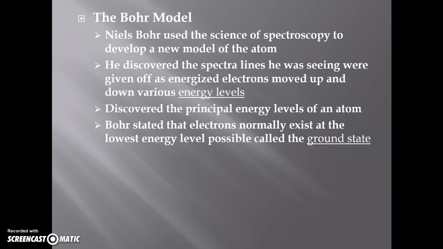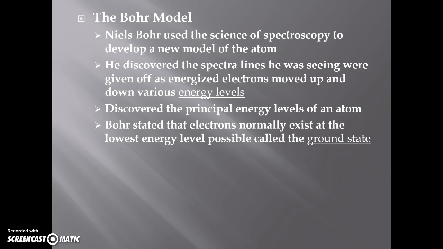That is that he stated that electrons normally exist at the lowest energy level possible, and that is what we call ground state. In other words, electrons do not like to have energy. They will try to lose as much energy as possible. They will try to travel all the way down to that lowest energy level. The lowest is energy level 1, and then 2, and then 3, and then 4. Each one, as you go out further, has a little bit more energy.